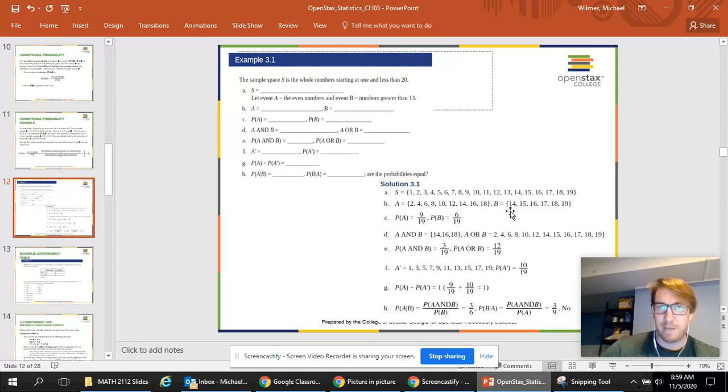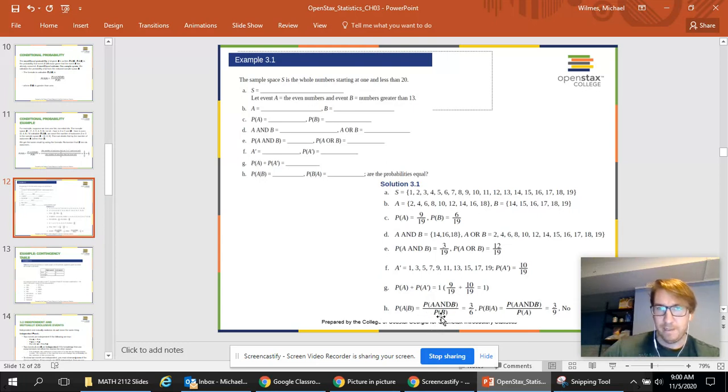So the probability of A was the even number. So there's what? 1, 2, 3. I see 3 even numbers out of the total of 6. So there we go, 3 out of 6. But we can also calculate that using our formula.